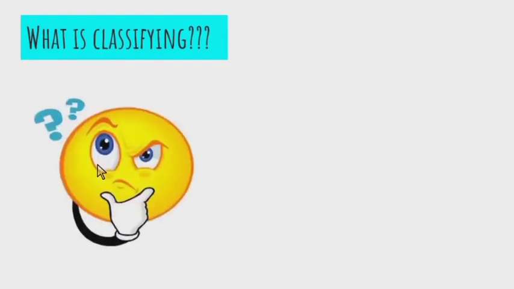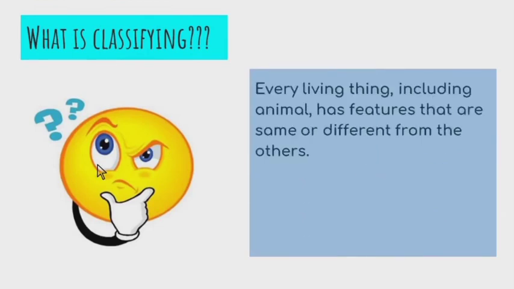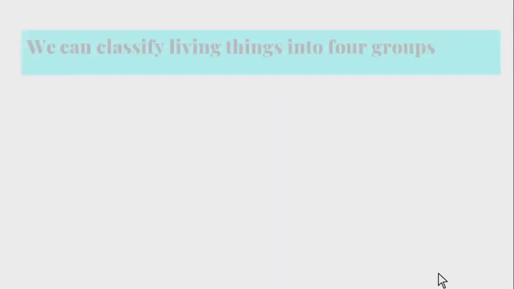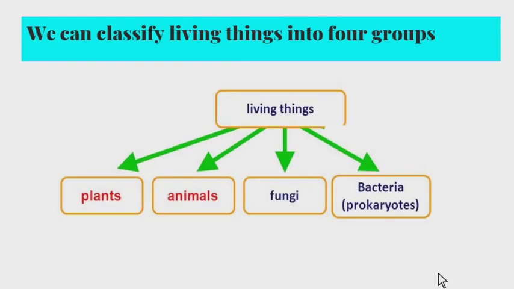I want to ask you, what is classifying? Yes. Every living thing, including animals, has features that are the same or different from the others. Classifying means grouping things with the same features. We can classify living things into four groups. They are plants, animals, fungi, and bacteria.